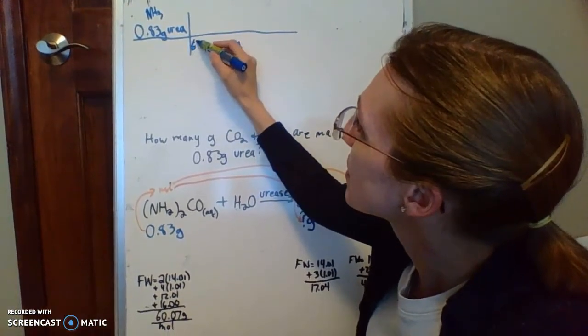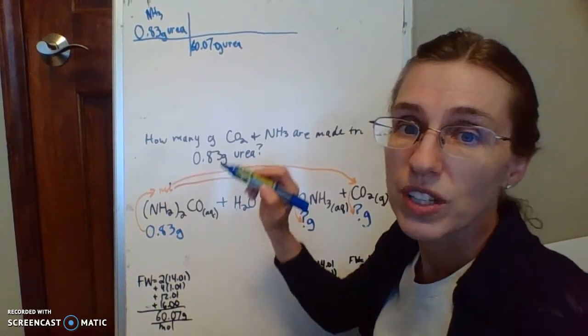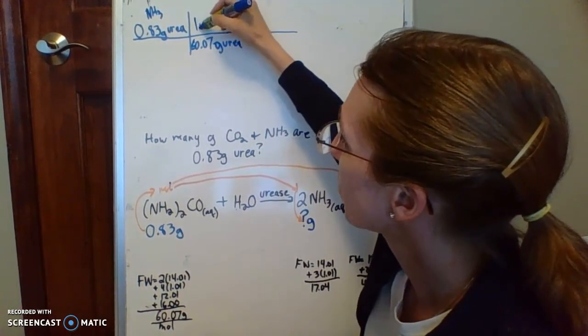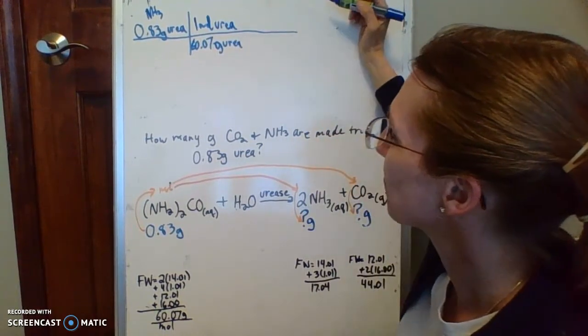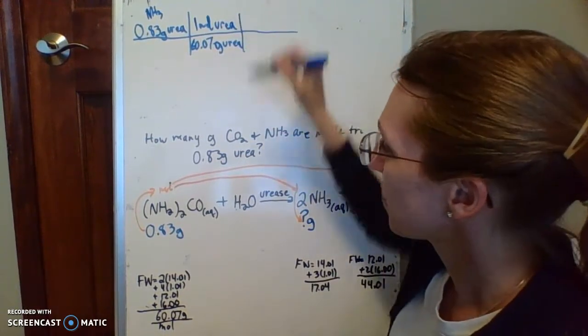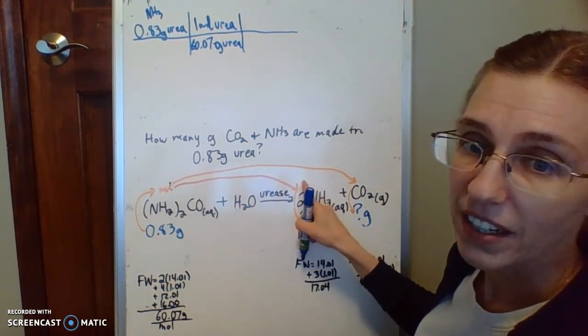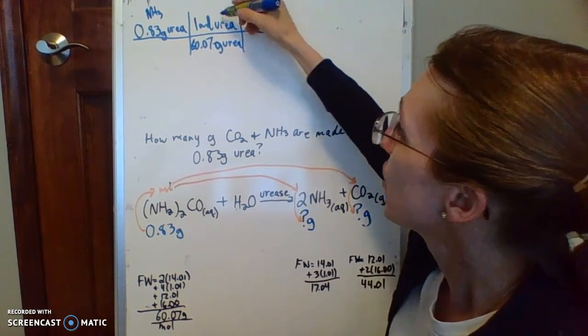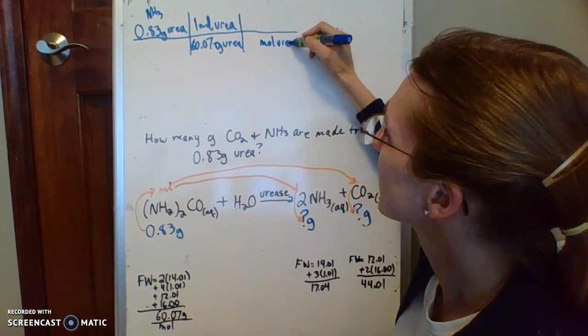So the 60.07 grams goes there, and the 1 mole goes on the other side of the line, moles of urea. Okay. Now we said we were going to go from here to here. Now we have to go from here over to here. Those are molar ratios. So moles of urea is on the top. They have to be in the bottom to cancel out.